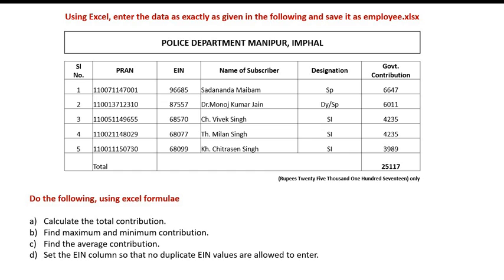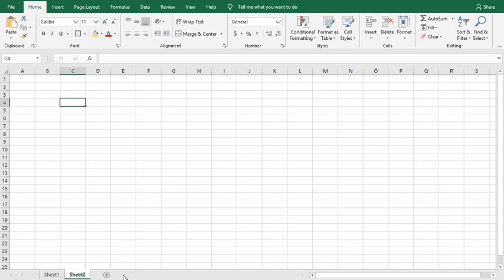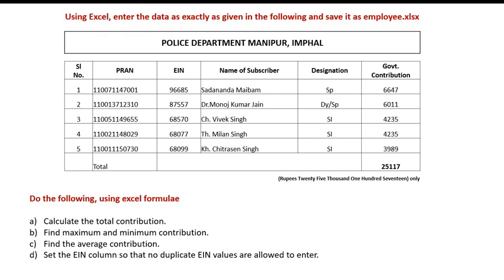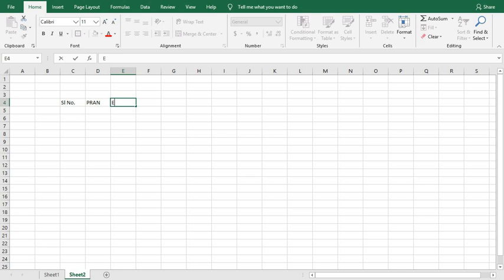So let's open Excel and start working on it. Alright, please follow me. Let me start from serial number. Press tab. Tab. Designation. Press tab. Government. Contribution.